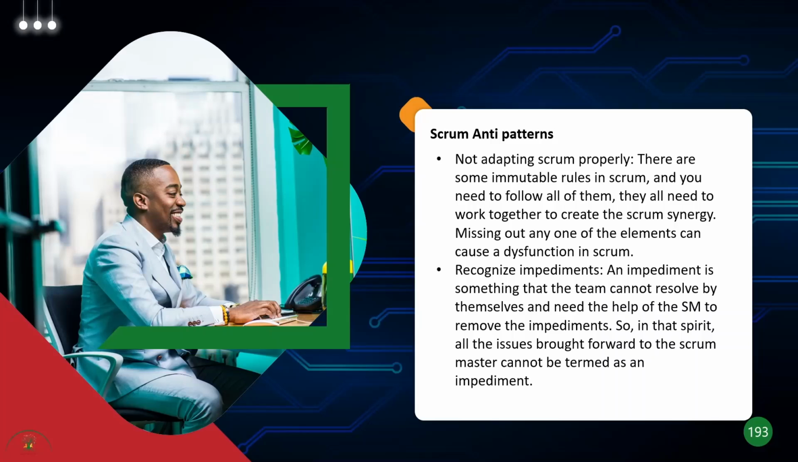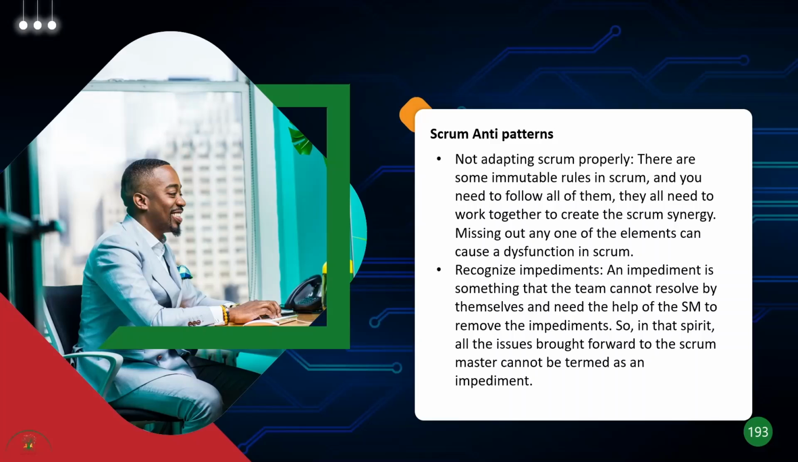One is not adapting Scrum properly, right? So there are some immutable rules in Scrum, like we discussed. You need to follow all of them. You cannot just follow a couple of them here and there and then call yourself Scrum. It's never going to work. For the Scrum synergy to work together, all of the Scrum rules have to work properly, right? All the elements, the artifacts, the process, the ceremonies, they have to all work together. Otherwise, it's going to be a dysfunctional Scrum and you're going to actually do more harm than good, right?